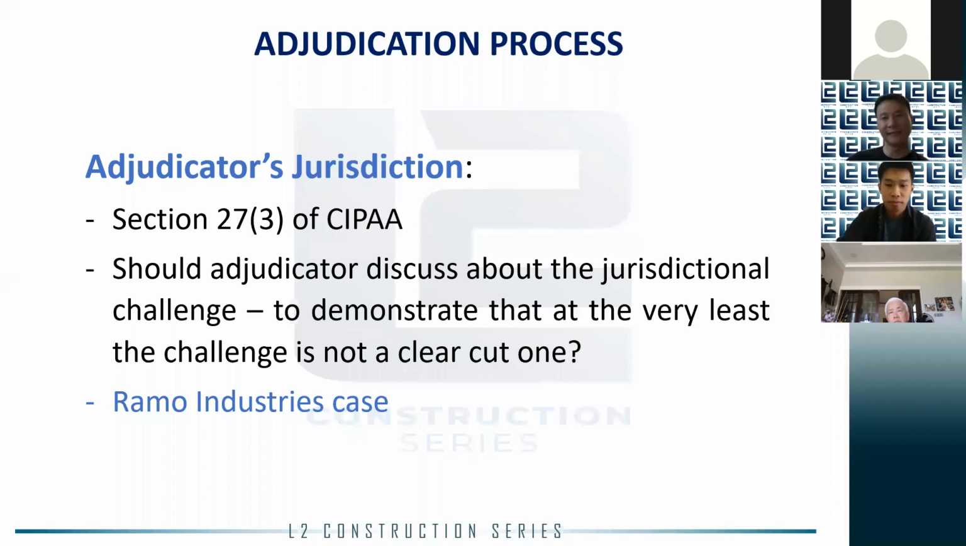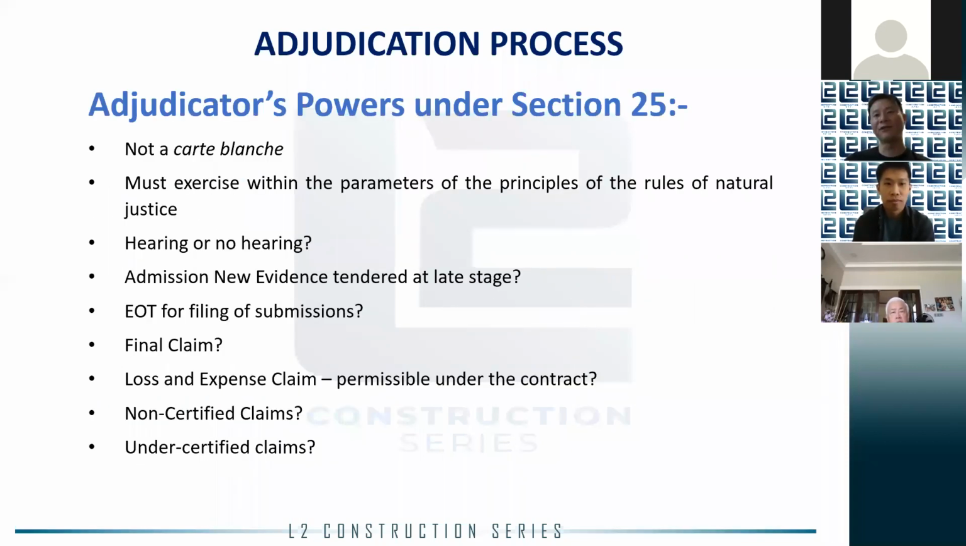Next slide, please. Now, of course, the other difficulty that the adjudicator would have to grapple with is the wide powers given to him under Section 25. If you know about Section 25, there is a list of powers given to the adjudicator, and the powers are wide in nature. But having said that, it is not a carte blanche. It is not like you can exercise your power the way you like.